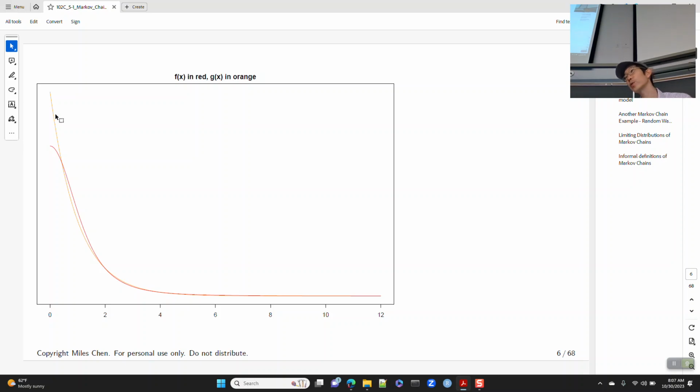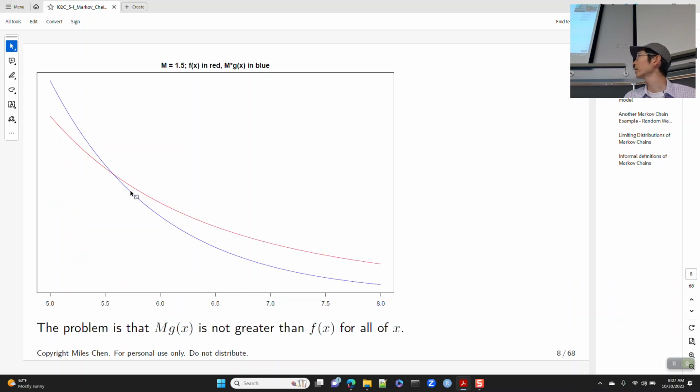And this worked for the folded normal distribution, right? So here I said, let's multiply by 1.5. And if we do that, it looks like the red distribution fits inside the blue distribution, okay? And this looks like it's going to work. But then if we zoom in over here, we find that the blue crosses below the red distribution, and we are generating from the blue.